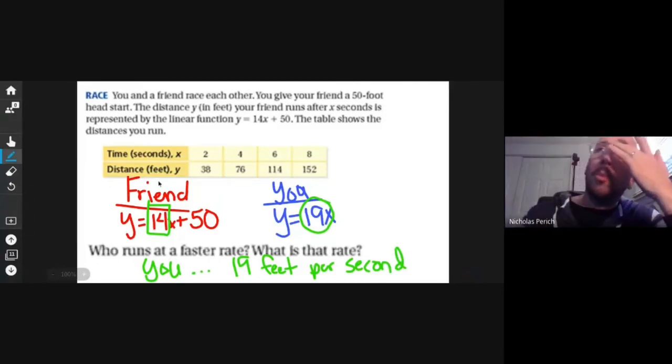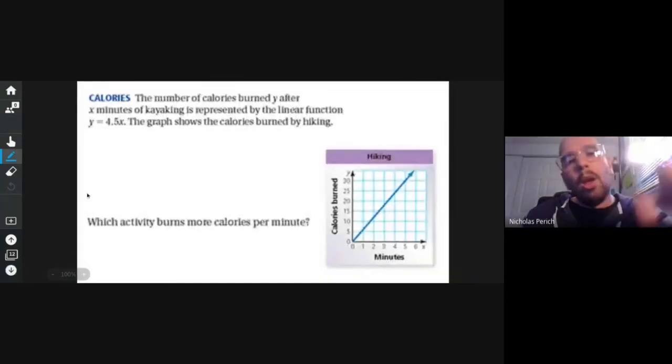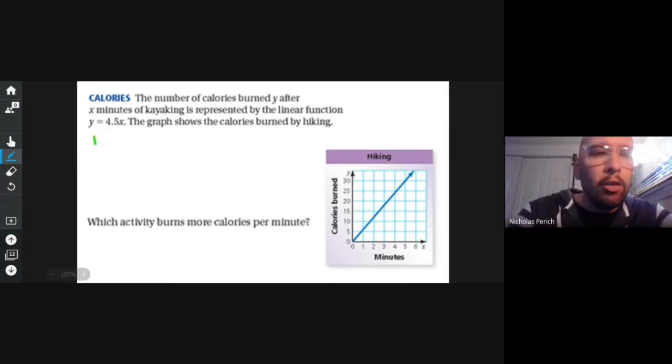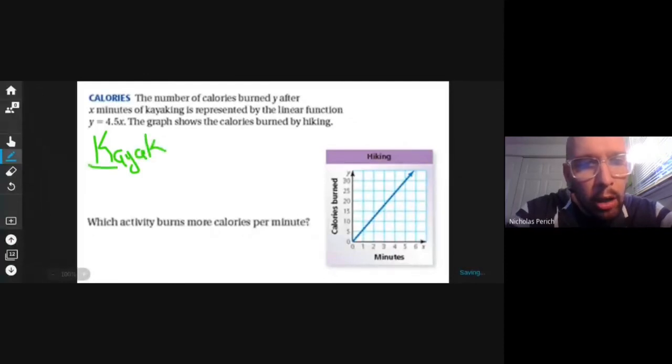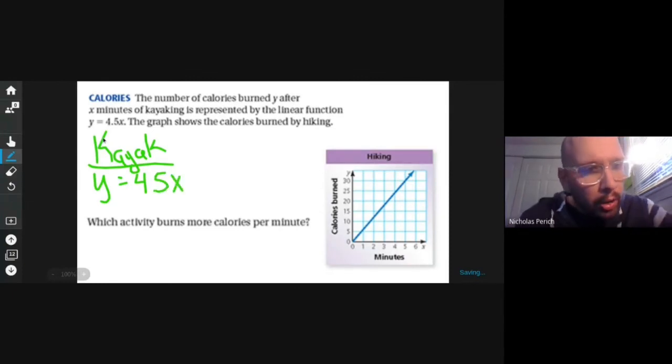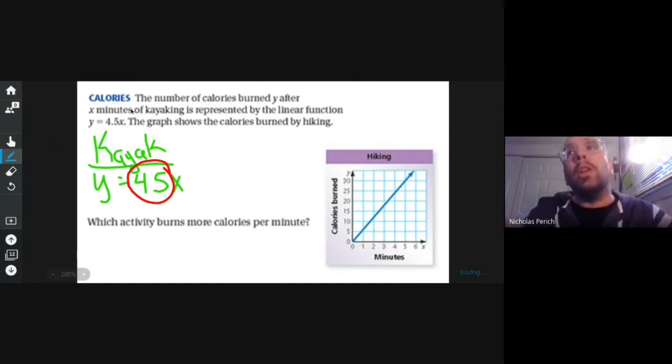Okay, we only have time to do one more. You ready? Same type of problem. The number of calories burned, y, after x minutes of kayaking is represented by the linear function y equals 4.5x. So y equals 4.5x means when you kayak, you burn 4.5 calories per minute. The graph shows the calories burned by hiking. Which activity burns more?